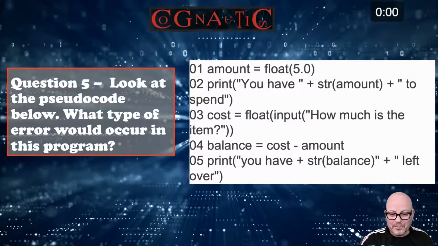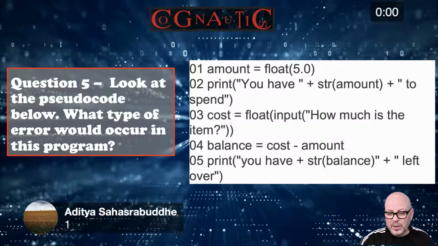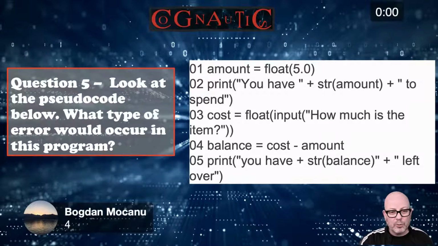So what about this one? Bogdan 4. We had a few. We had a 1. We had a 1. We had a 1. We had a 4. We'd have got there eventually.